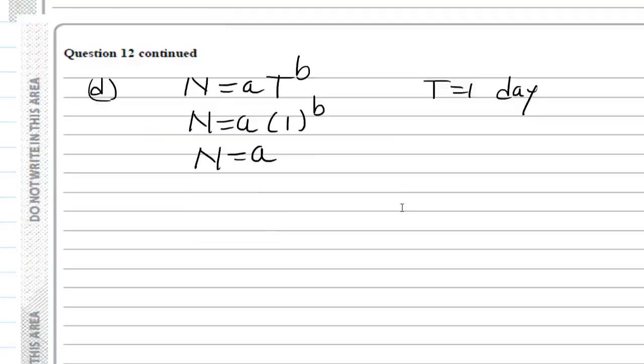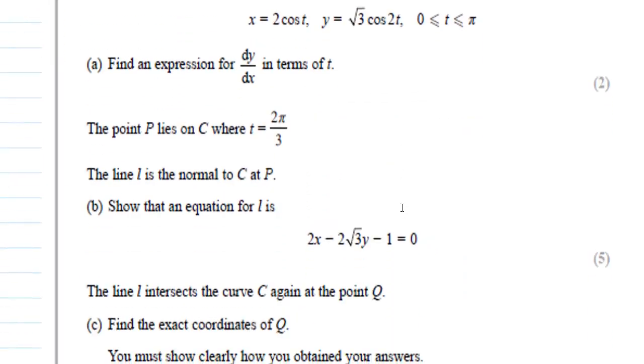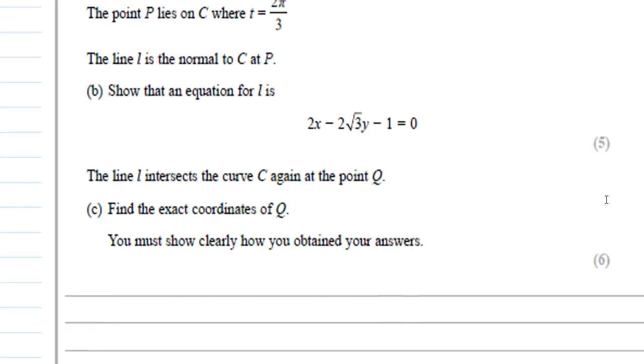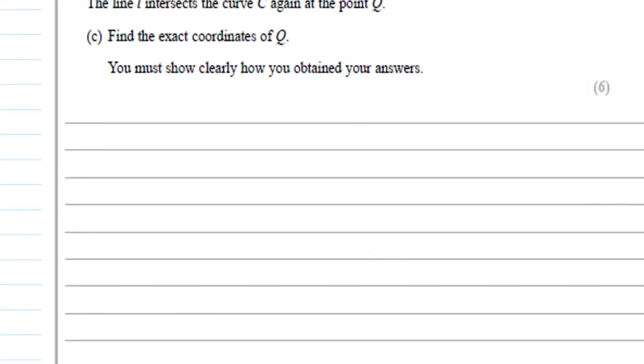Now next question, question number 13. The curve C has parametric equations x is 2 cos t, y is root 3 cos 2t, and t is running between pi and 0. Find an expression for dy by dx in terms of t. Okay, so let's scroll down and do the first part. A part: x is equal to 2 cos t. So let's differentiate it.